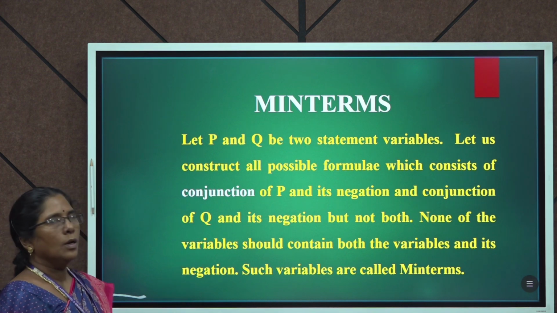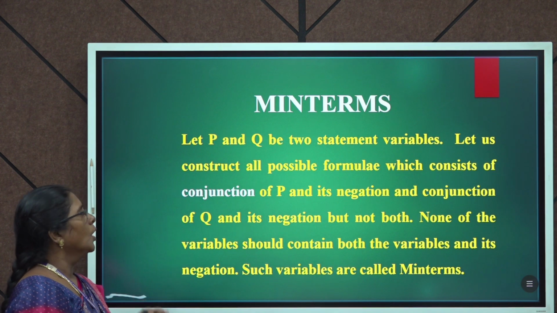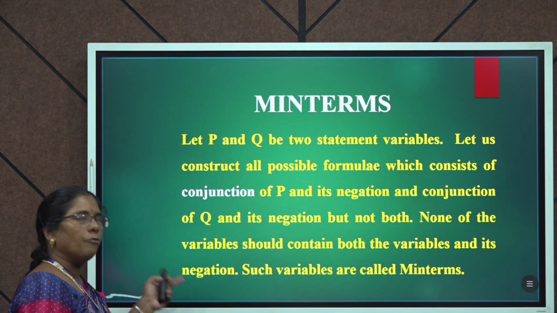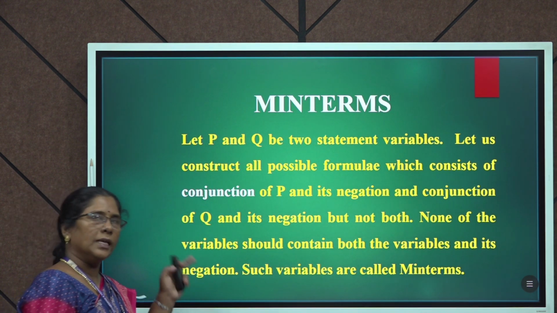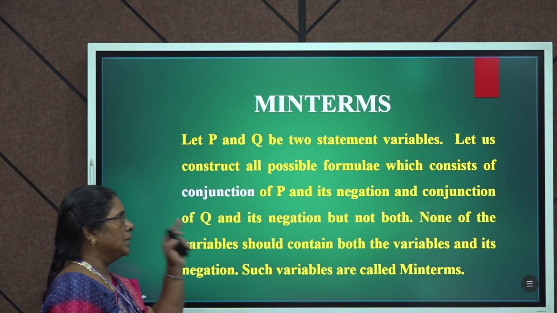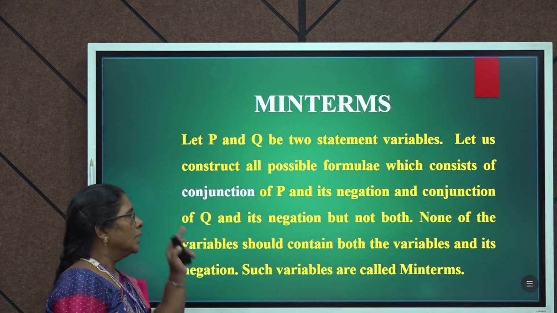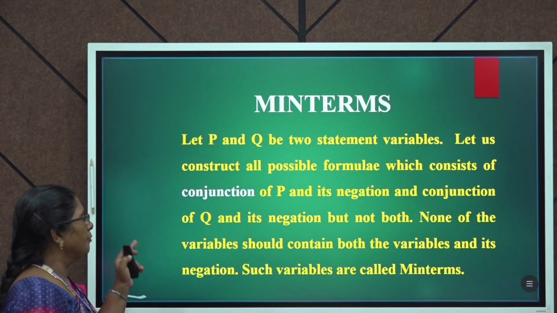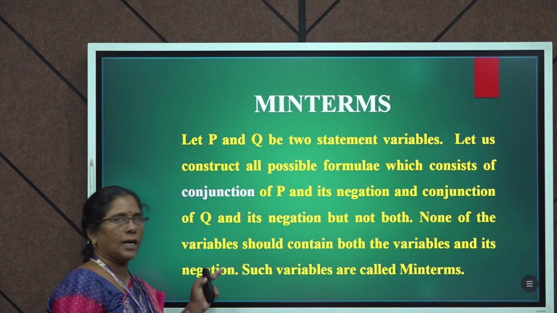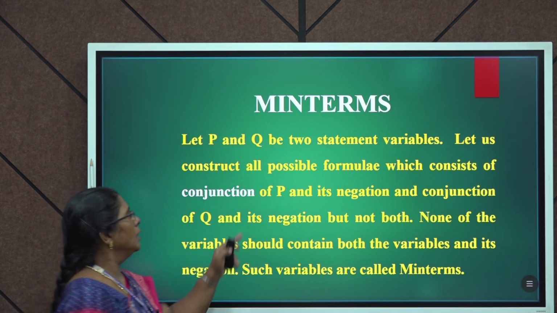Now let's see what minterms are. When we consider two statement variables P and Q, let us construct all possible formulae which consist of the conjunction of P or its negation and the conjunction of Q or its negation, but not both. Here you have to notice that in a minterm, only a statement or its negation should be there, but both should not be there in the variable. Such formulae are called minterms.